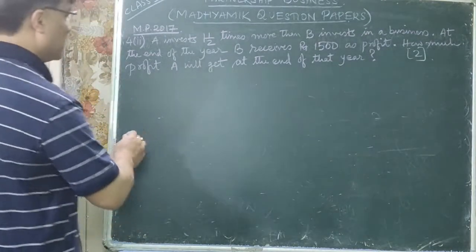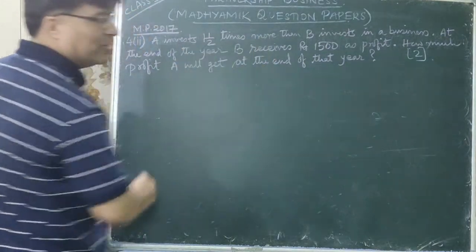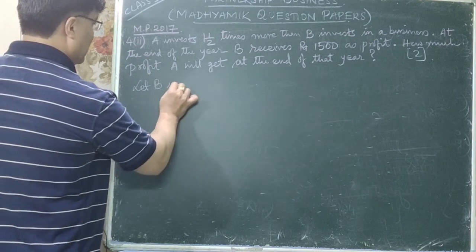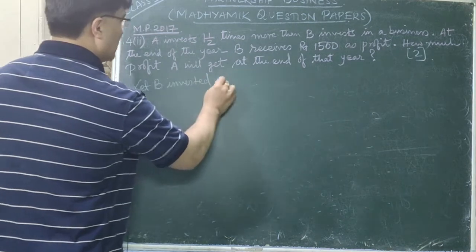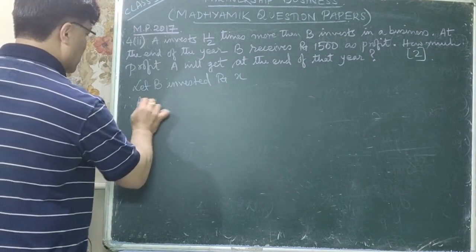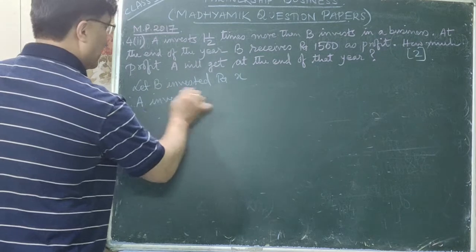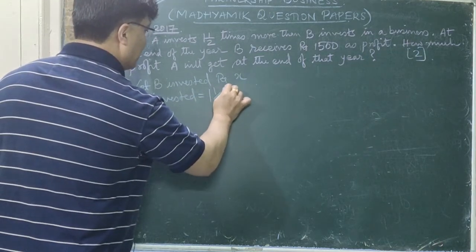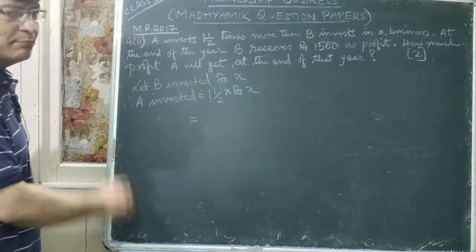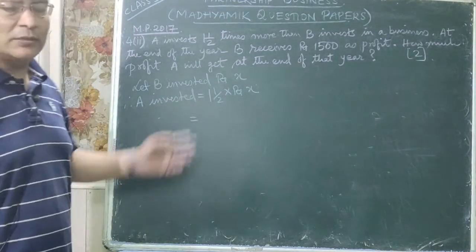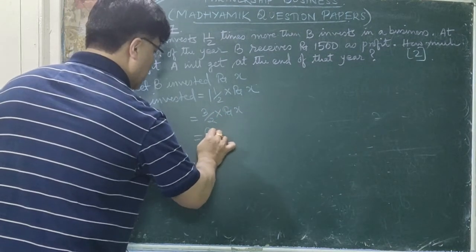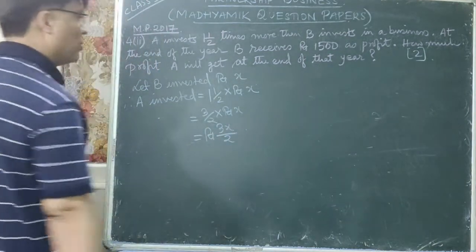Okay? Now here, A invests 1.5 times more than B invests. Suppose B invested rupees X in a business. Right? So A invested is equal to 1.5 times rupees X. 1.5 is known as a mixed fraction because 1 is a whole number and half is a fraction. So this is 3/2 into rupees X, which is equal to rupees 3X upon 2.